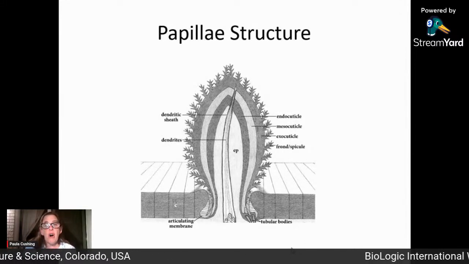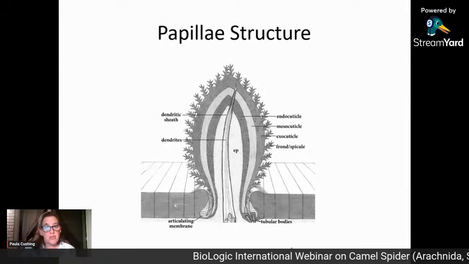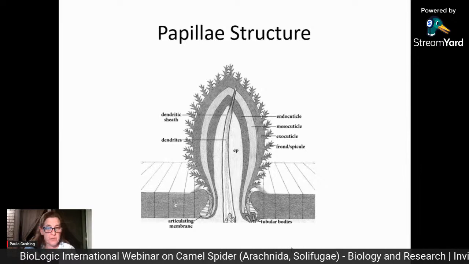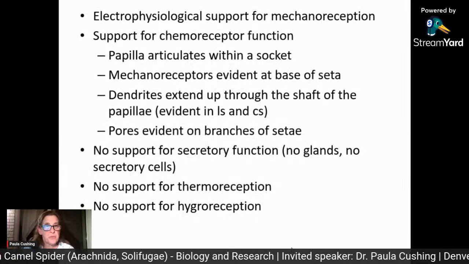So those are all microscopic structures that we would expect of a chemoreceptor. So there's evidence that these are chemoreceptors picking up chemical cues.